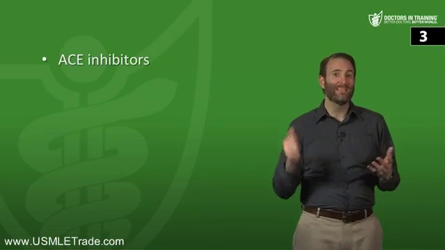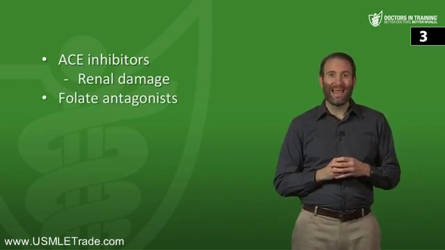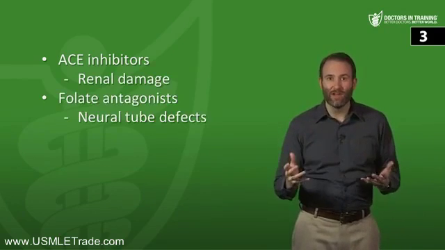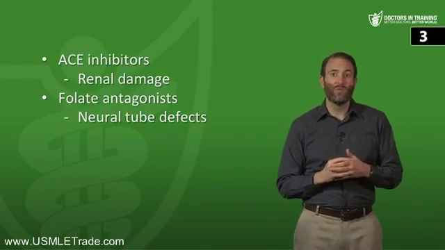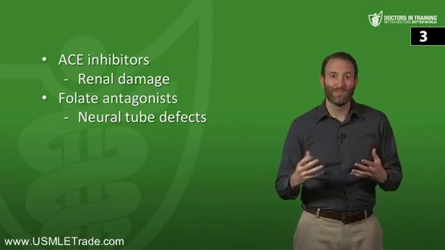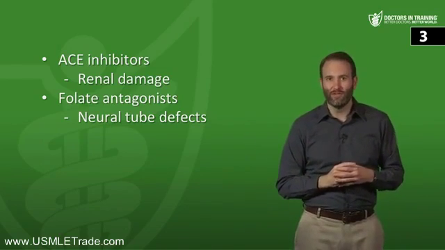Next question, what birth defect can result from the following teratogenic agents? So first we have ACE inhibitors. Remember, that can cause renal damage. Folate antagonists, so this would be neural tube defects. We know that decreased folic acid can cause neural tube defects, which is why we give pregnant women folic acid supplements. So it would make sense that a folate antagonist would cause neural tube defects.